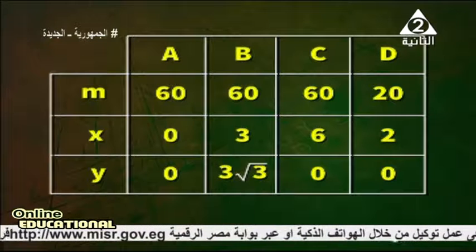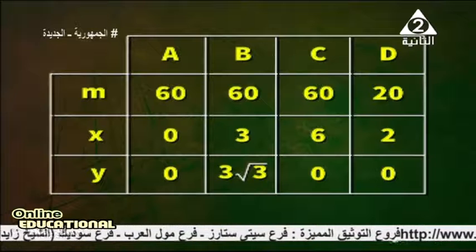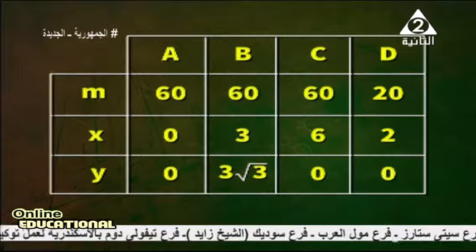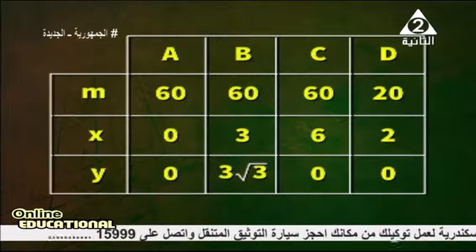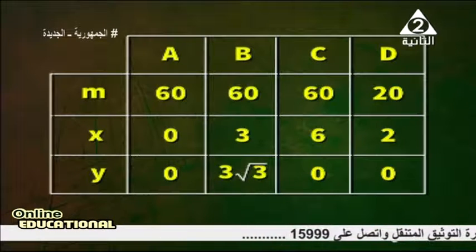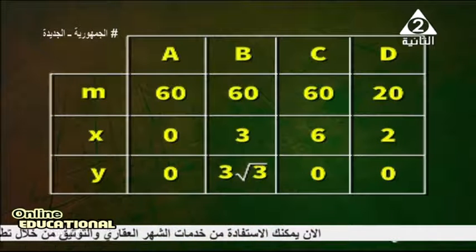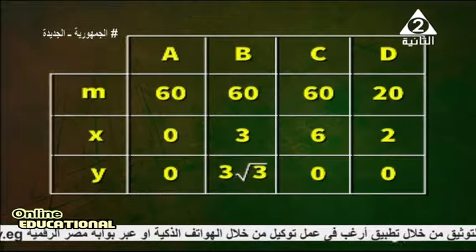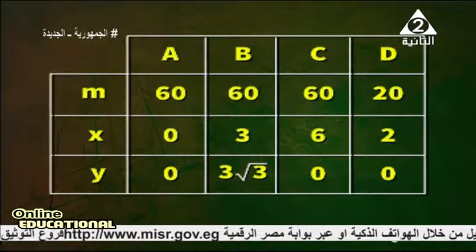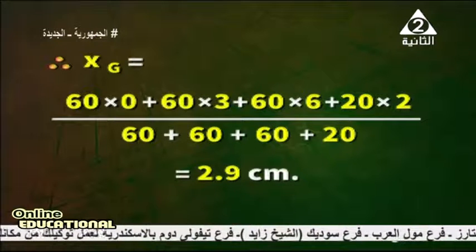60 times 0 plus 60 times 3 plus 60 times 6 plus 20 times 2 over 60 plus 60 plus 60 plus 20, or 200. This rule to determine xg: m1 x1 plus m2 x2 plus m3 x3 plus m4 x4 over m1 plus m2 plus m3 plus m4. Then, my dear student, xg equals 2.9 centimeter.